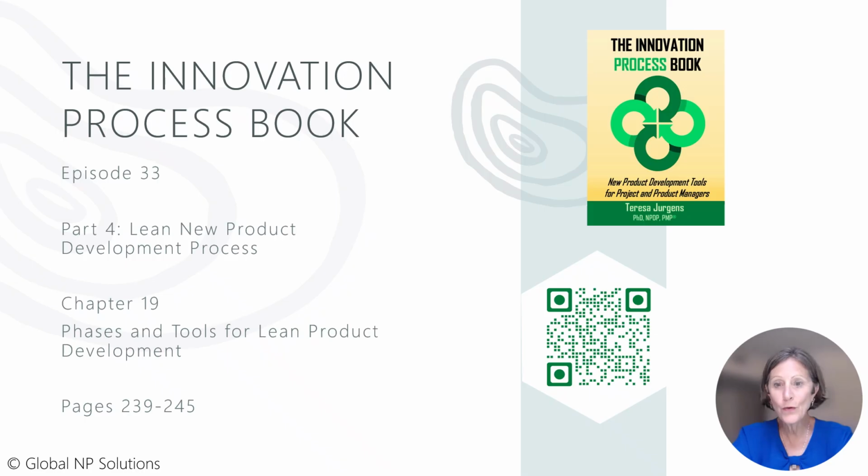Part 1 covered waterfall and staged gate processes, Part 2 covered Agile Scrum processes, Part 3 covered WAGIL, a hybrid process, and we're in the last hybrid process, Lean New Product Development here. We're just starting chapter 19 in this episode, and we'll talk about phases and tools for Lean New Product Development, just getting started in the beginning of the chapter.